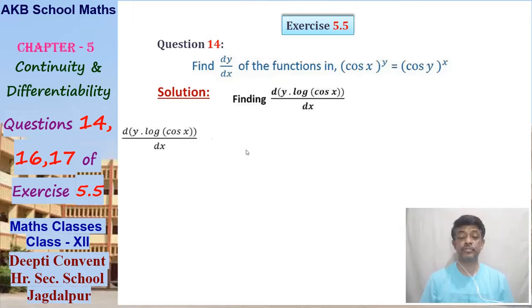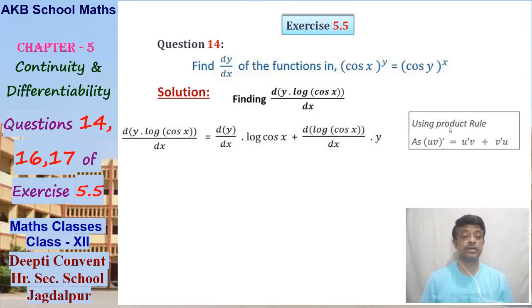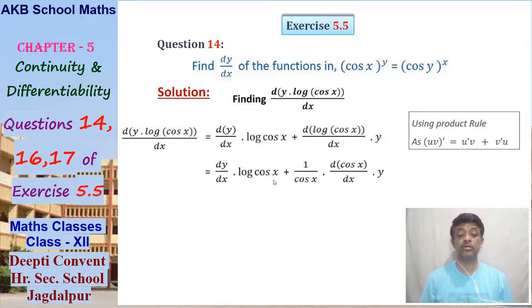So this equals, first function is y, second function is log cos x. So this is the rule: (uv)' means u'v plus v'u. Here we suppose u equals y, and v equals log cos x. Using this formula, dy by dx times log cos x. Clear? Now dy by dx log cos x plus the derivative of log cos x, 1 by cos x, dot d by dx of cos x, into y.